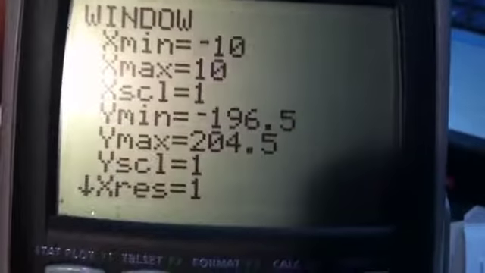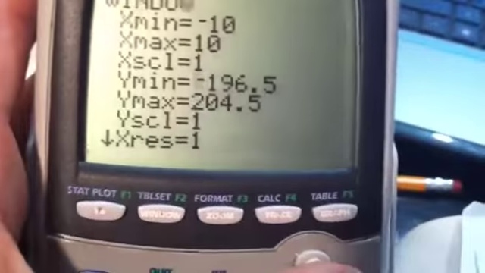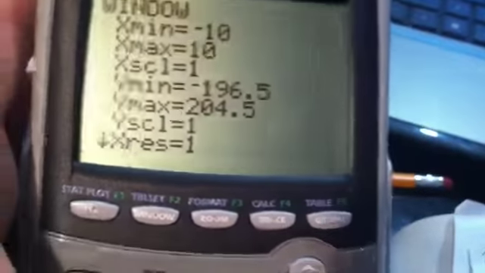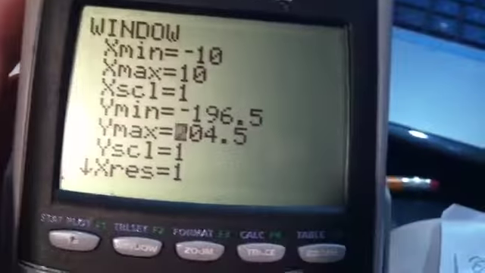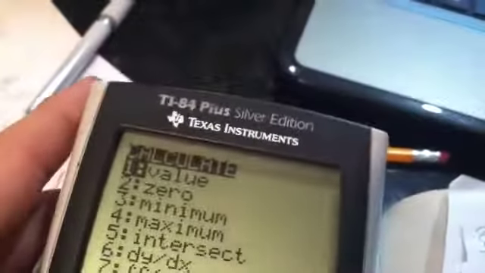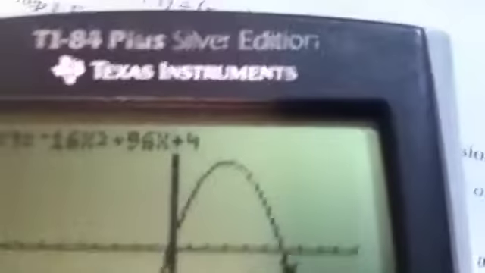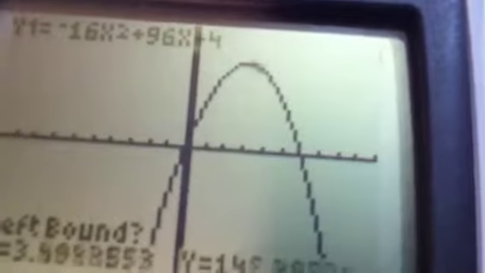Here are my windows. X minimum is -10, then +10 for the max. As for y, it's supposed to be 200, but I changed it, I guess. Makes it easier. Then we got 204.5. Alright, so let's go to the graph. And what we're going to do, we're going to hit second, trace. Where are we going to go? We're going to do 0. Here we go. So we're going to go all the way to this side.